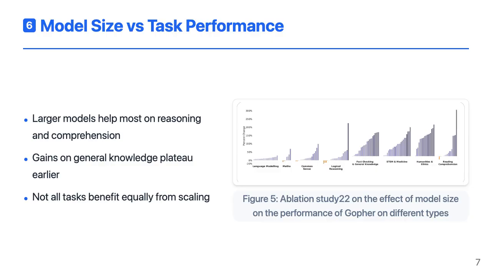When you look closely at how performance changes with model size, you see a nuanced picture. Bigger models tend to show strong improvements on tasks like logical reasoning and reading comprehension. But for broad general knowledge, performance can plateau, even as parameters keep increasing. This tells us that simply scaling size is not a universal solution. The type of task matters, and so do data quality and training strategy.